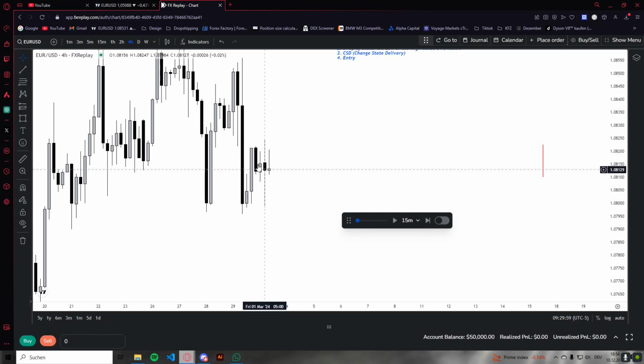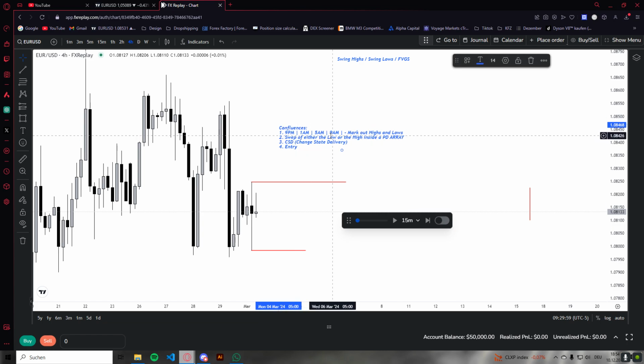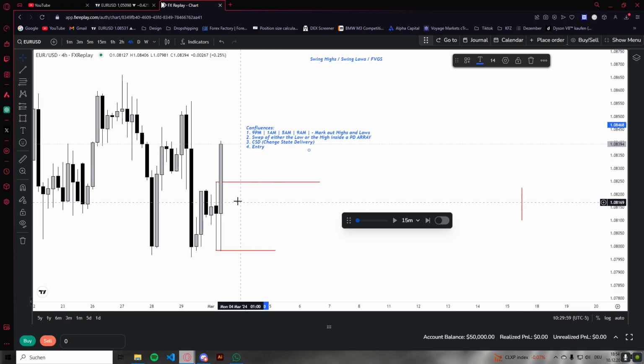It finished right there. We're gonna mark out the highs like we told here. Mark out the highs and lows. We want to see a sweep of either the low or the high inside a PD array. So we got here a sweep. So now we wait for this swing low to be swept. No, we didn't get any entry. Not a big deal. Go to the next candle.